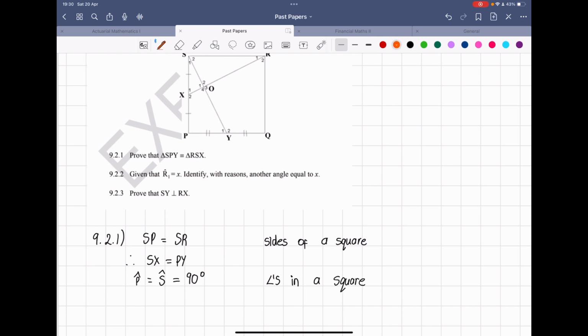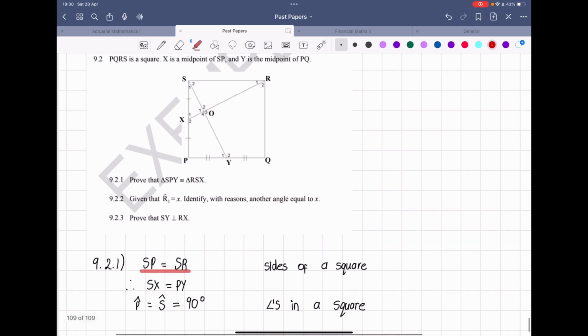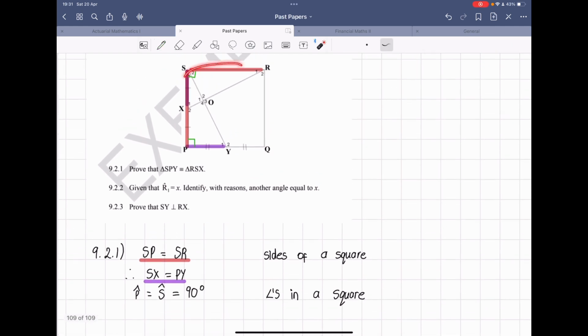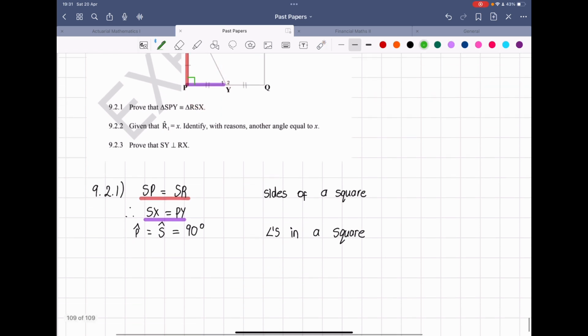Okay, so SP being equal to SR, that's these. And then the SX being equal to the PY, that's these. And then the angles being 90 degrees is these. Okay, so now I can say that this triangle is congruent to this triangle, and that is side included angle side.